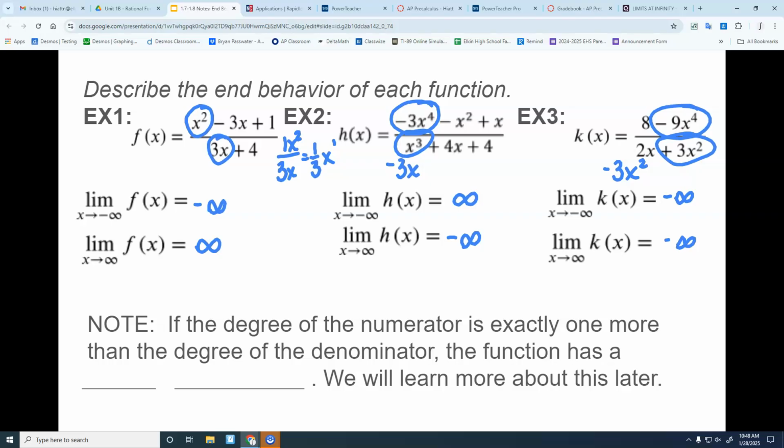Okay, let me show you what you should get. See if we've got it. The second one you should get positive infinity, negative infinity. For the third one, you should get both of them negative infinity. Okay, questions? Yes.